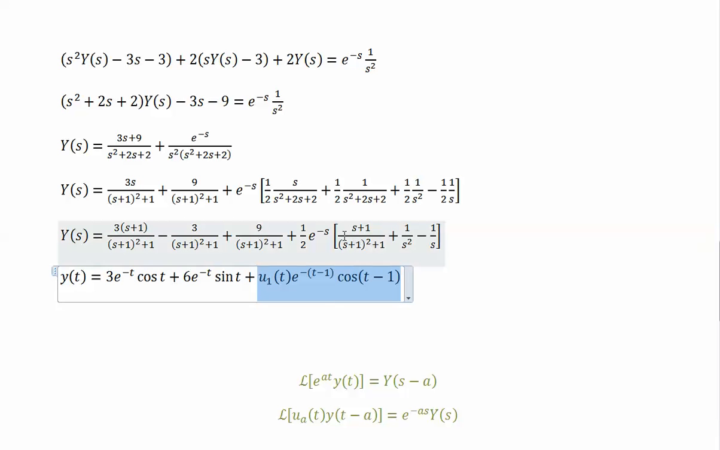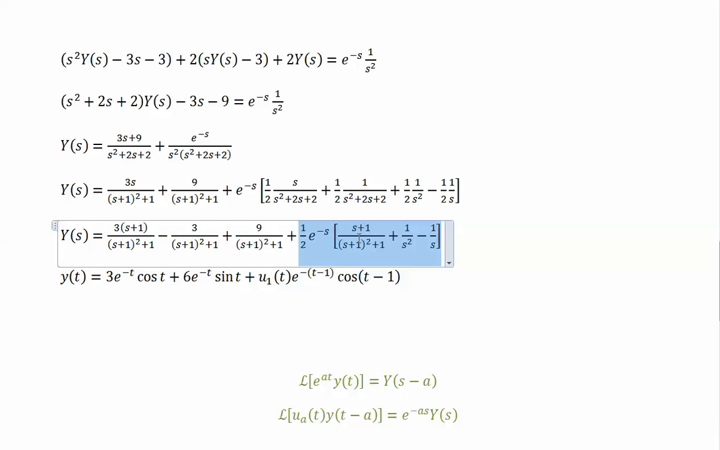So that right there is the inverse Laplace transform of this term with the exponential. Oh, and I forgot the 1/2, or I almost forgot the 1/2. There we go.